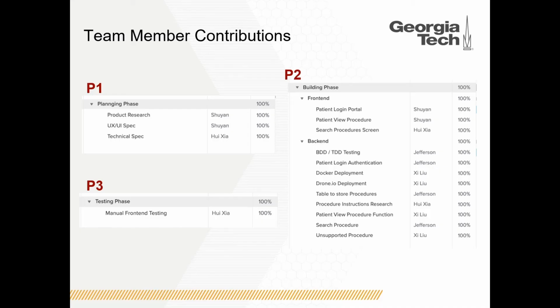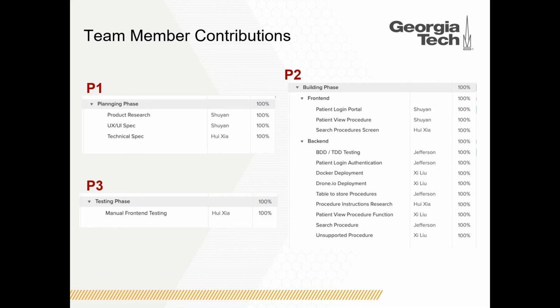Team member contribution. There are only 4 members in our team. We worked together and contributed whatever we could in the 3 phases as shown here. In phase 1, Shuyan and Hui worked together on the product research, user interface, and technical specifications. In phase 2, Shuyan and Hui focused on the front-end development. Jefferson and Xi mainly focused on the back-end development. Hui did the final front-end testing, and everybody in the team worked on testing, debugging, and troubleshooting.